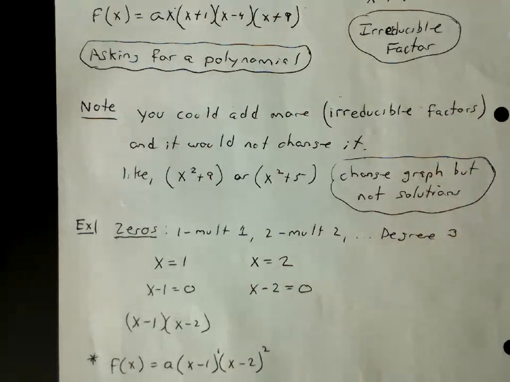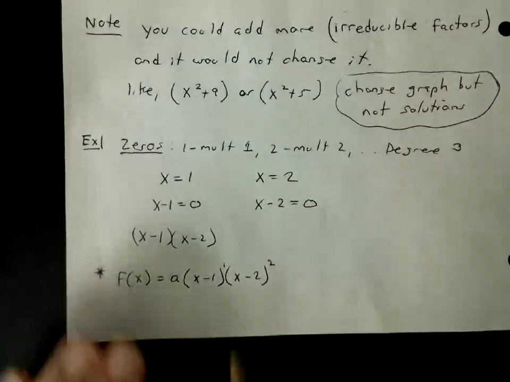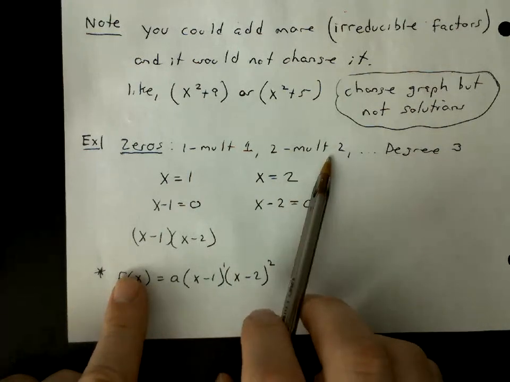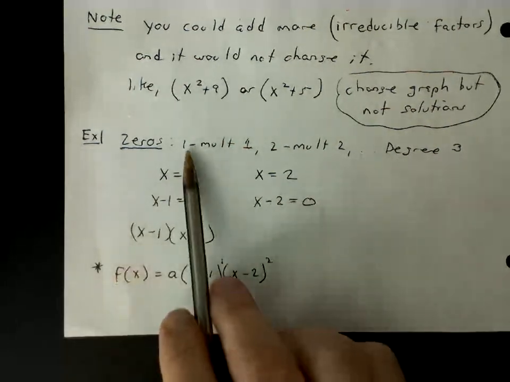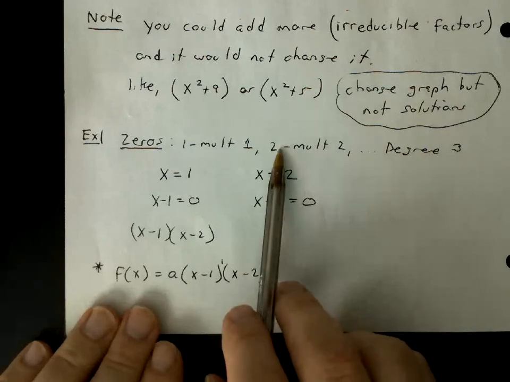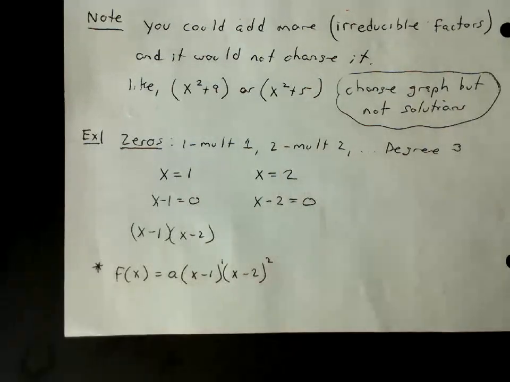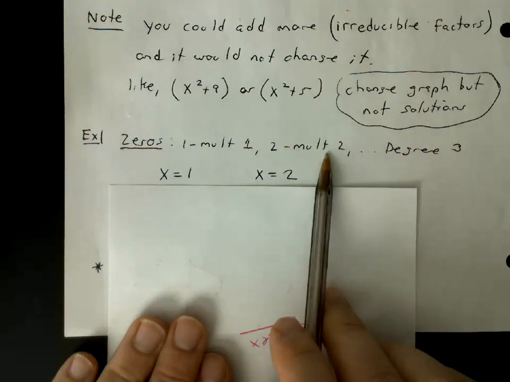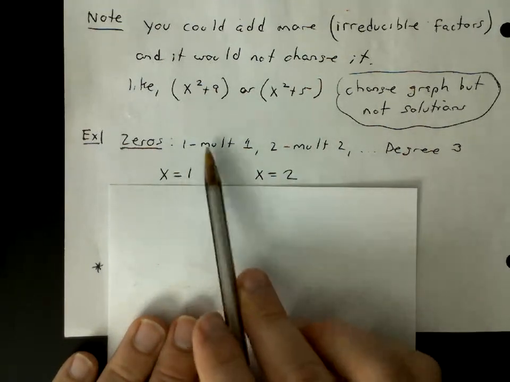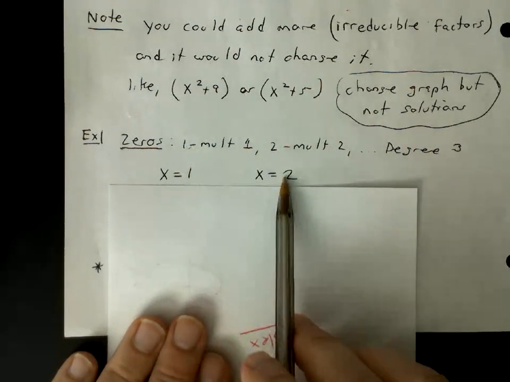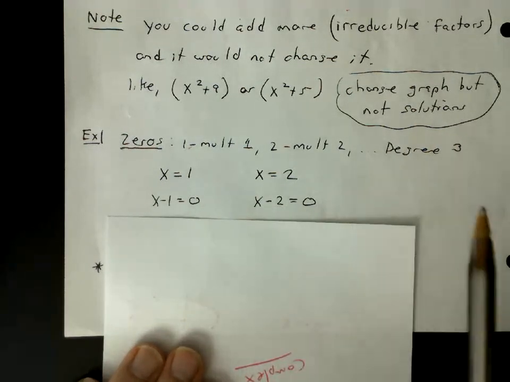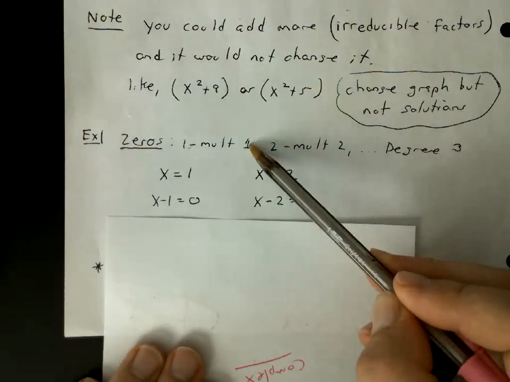So let's try another one. But this time, let's do something with multiplicity in degree 3. So it looks like we have 1 and we have 2. So 1 and 2, and with a multiplicity of 2. What this means is that since we have our roots here, and you set them equal to 0, we do that reverse, and now we're going to focus on the multiplicity here.